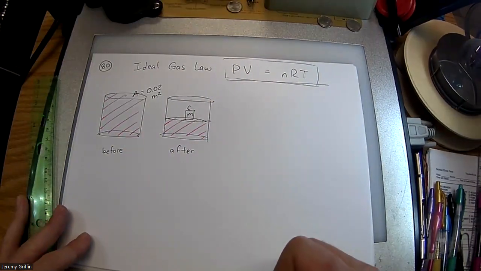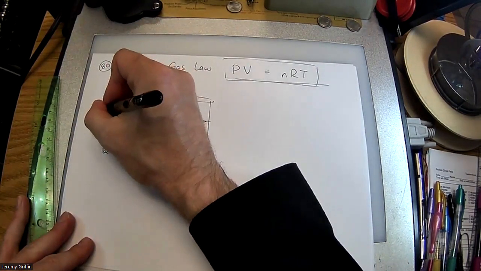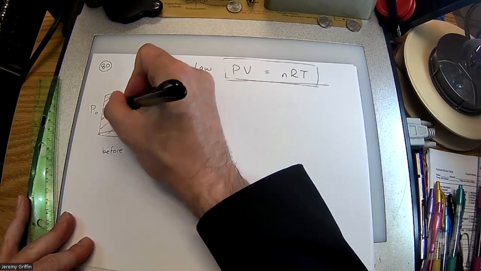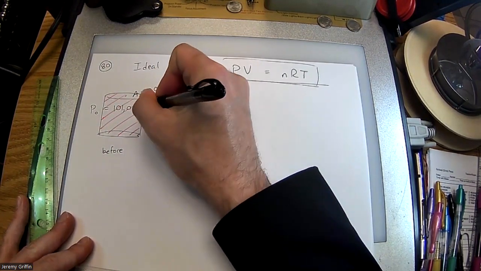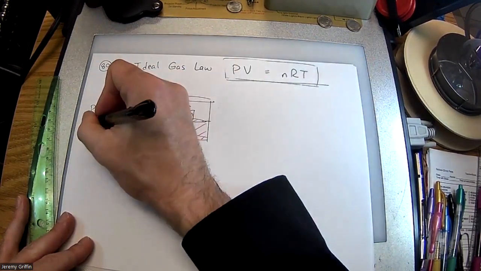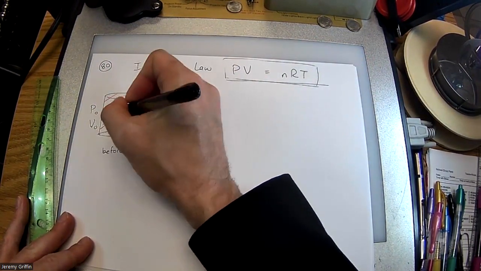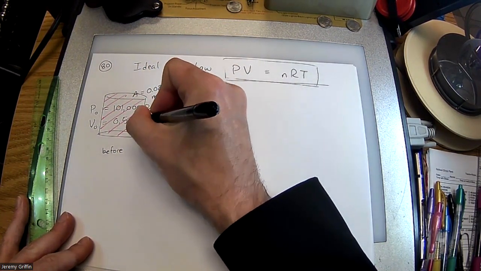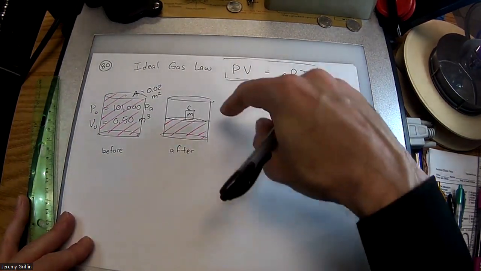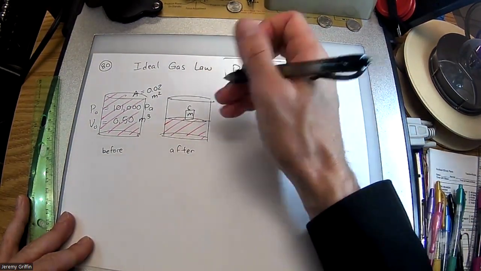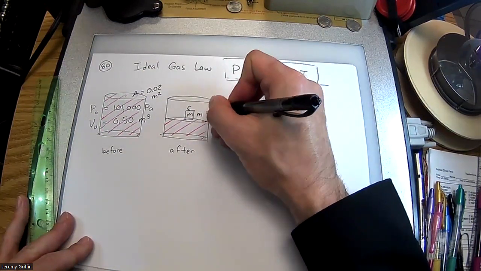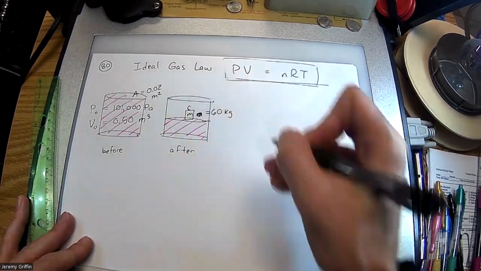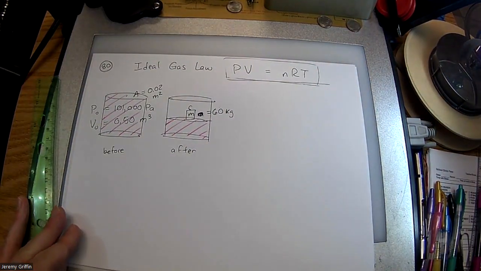List all the numbers I gave you guys. So I gave you the initial pressure. I'll call that P naught, the initial pressure, as 101,000 pascals. And I also gave you an initial volume. My paper says 0.50 cubic meters. And I told you this mass over here. So my mass is 60 kilograms. Okay. Right, guys good so far?